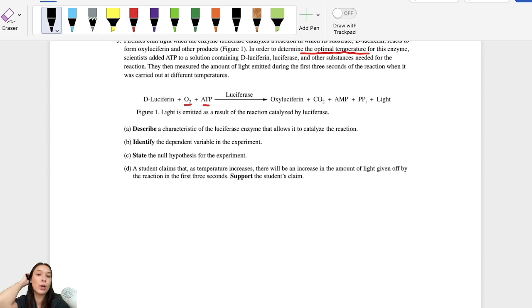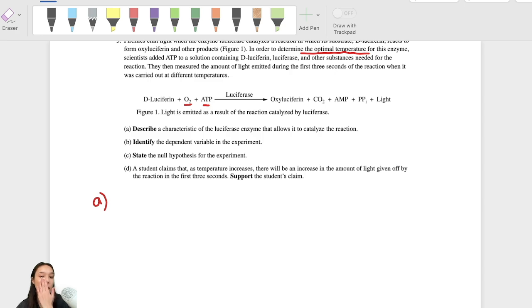A says, describe a characteristic of the luciferase enzyme that allows it to catalyze the reaction. Okay, so I feel like students might get a little bit tripped up about this because they're asking you specifically about the luciferase enzyme. Now, they don't need you to say anything super specific about what the actual enzyme does. It's asking you pretty much in general. What is a characteristic about the luciferase enzyme, an enzyme in general, that allows it to catalyze a reaction? What allows enzymes to catalyze a reaction is basically what this is saying.